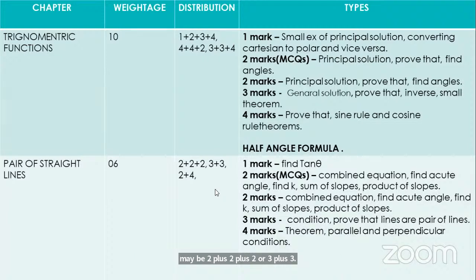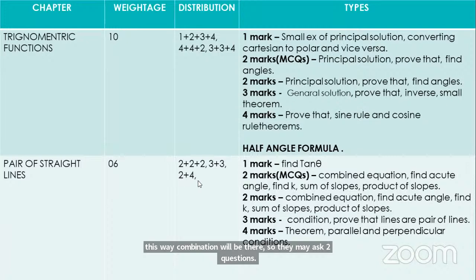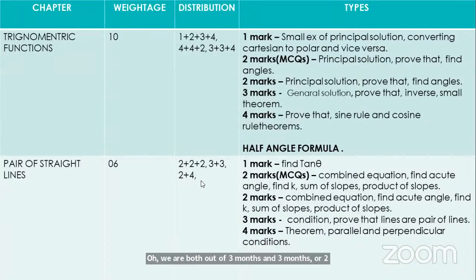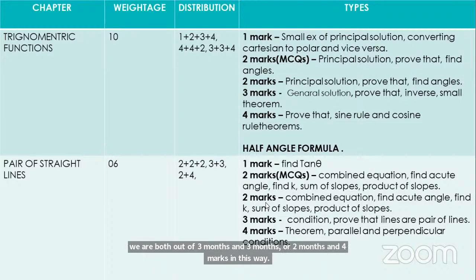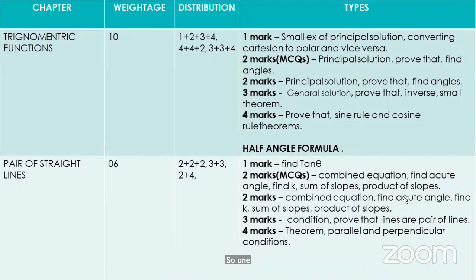So they may ask 2 questions which are both of 3 marks and 3 marks, or 2 marks and 4 marks in this way. So a 1 mark example means find the value of tan theta. They will give all the values and ask you to use the formula. Directly you can find the value of tan theta. You know that theorem is again important, finding the value of tan theta.